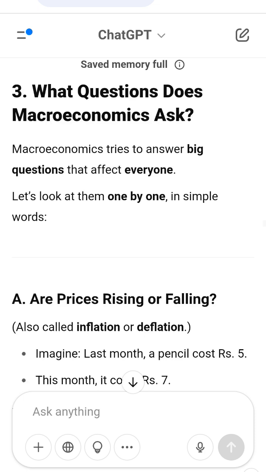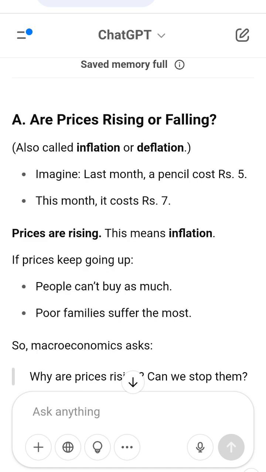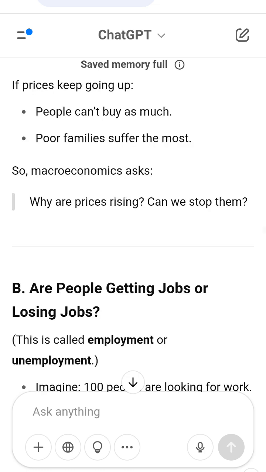Other important tools. Inflation rate, how fast prices are going up. Unemployment rate, what percent of people don't have jobs. Macroeconomics uses these tools to say the economy is growing or the economy is slowing down.